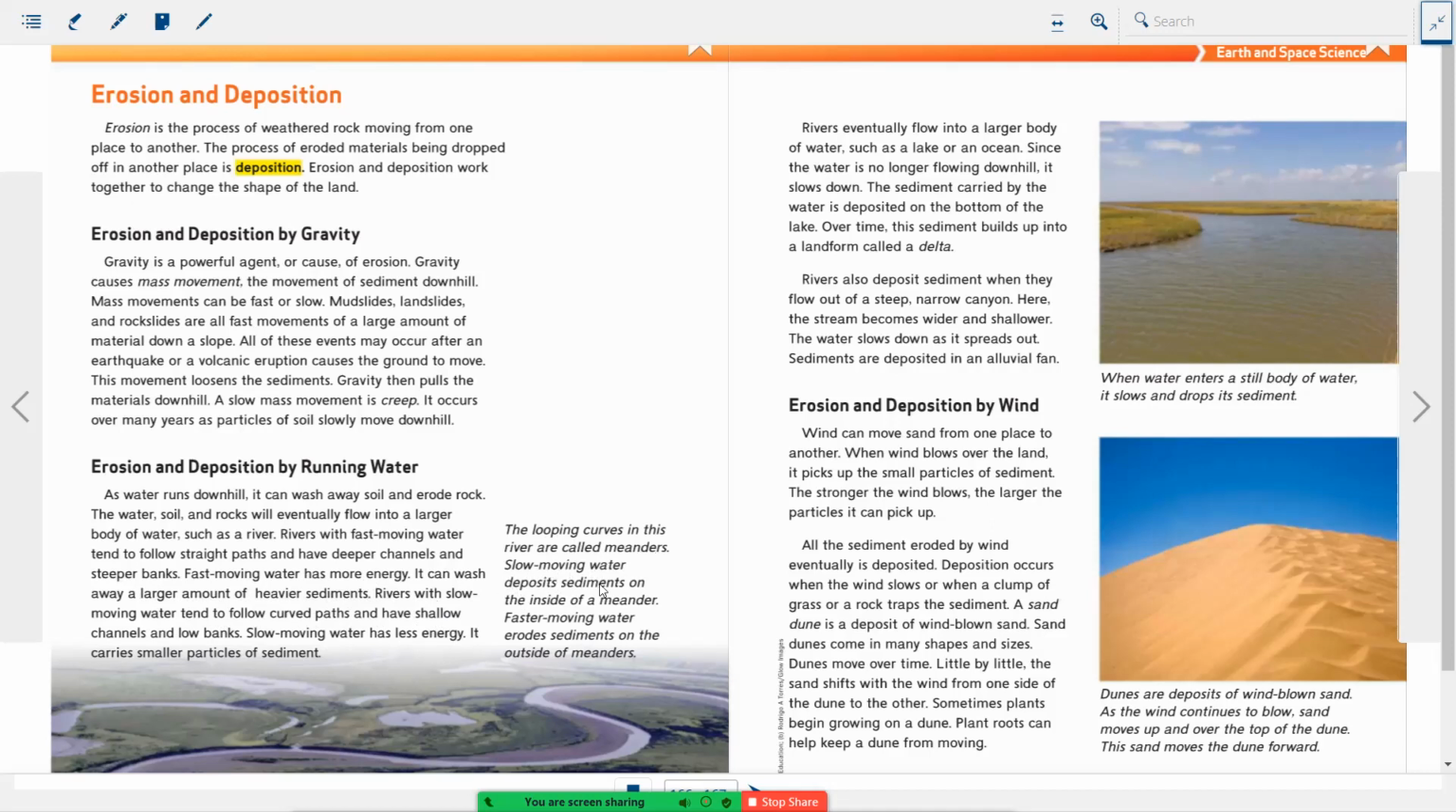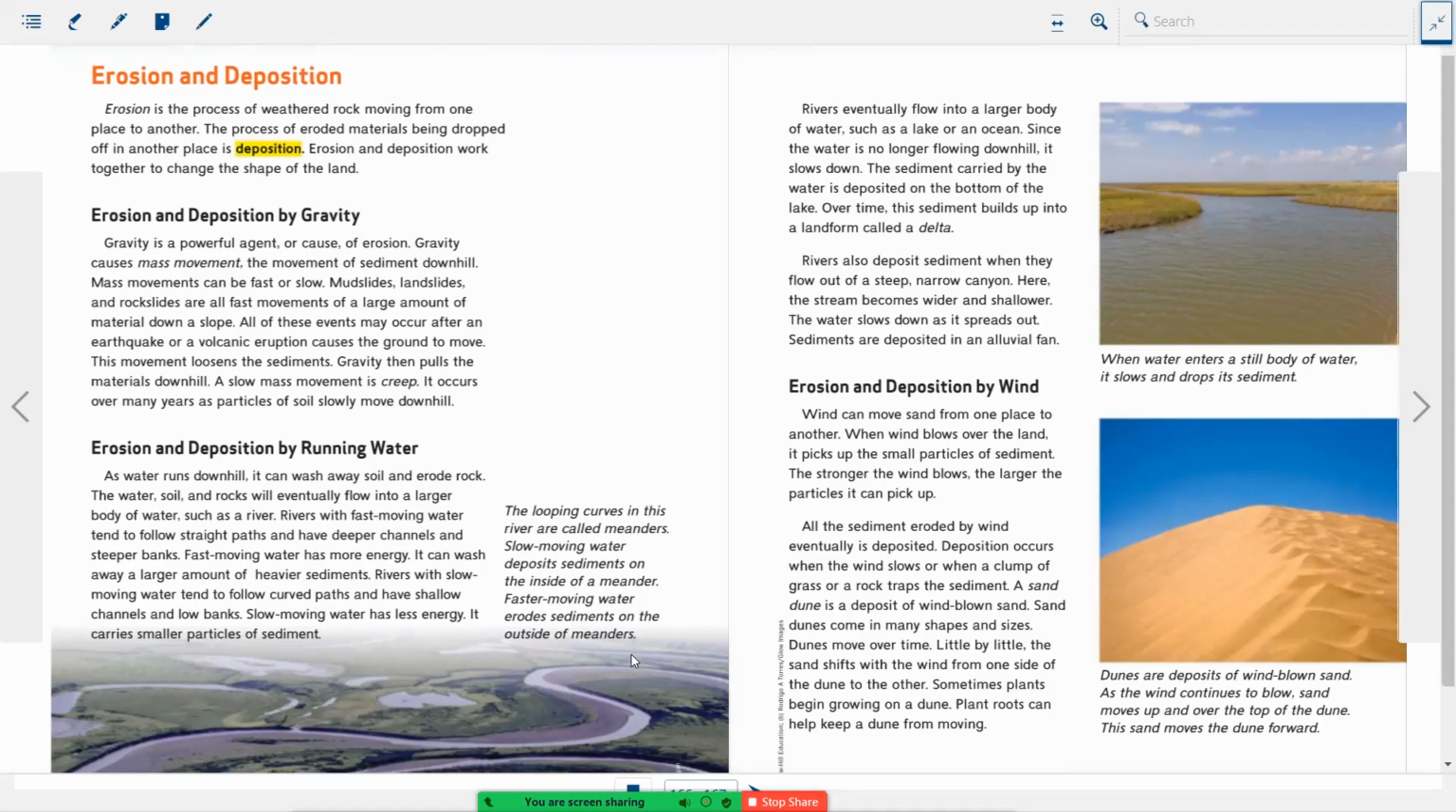Slow-moving water deposits sediments on the inside of a meander. Faster-moving water erodes sediment on the outside of meanders. So let's stop and take a look at what we were talking about.